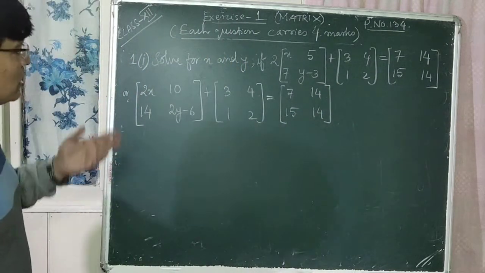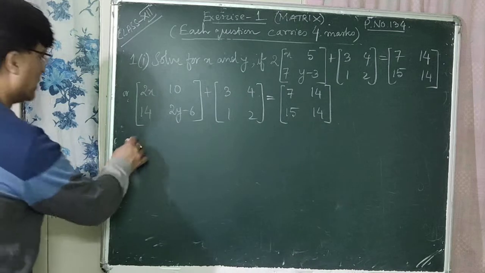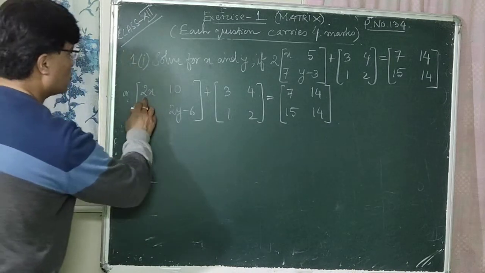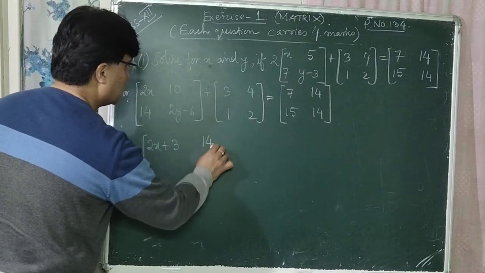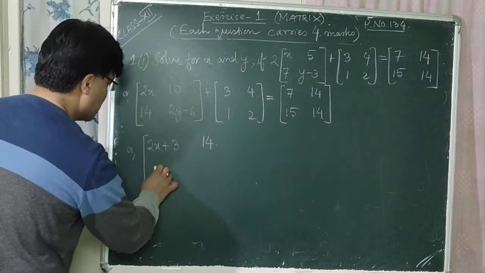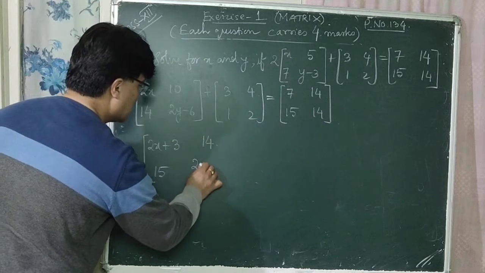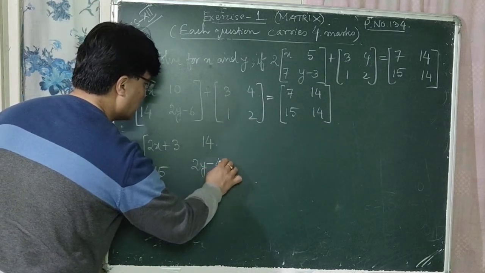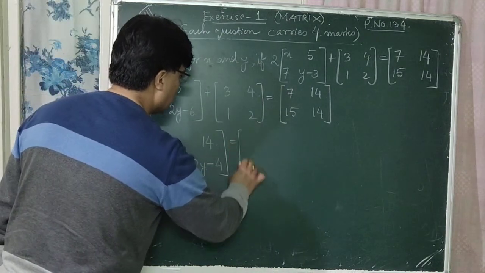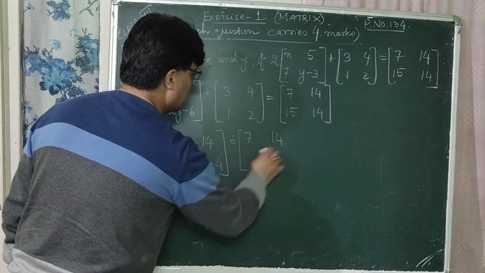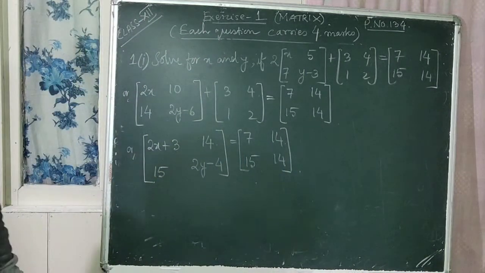Right, so now on the left hand side you can add these two matrices because they are of same order, right? So you can add these two matrices, 2x plus 3, then 10 plus 4 is 14, the next 14 plus 1 is 15, and now 2y minus 6 plus 2, that is 2y, and minus 6 plus 2 is minus 4. So matrix sign is closed, is equal to now it is 7 14 and this is 15 14. So is that clear now?